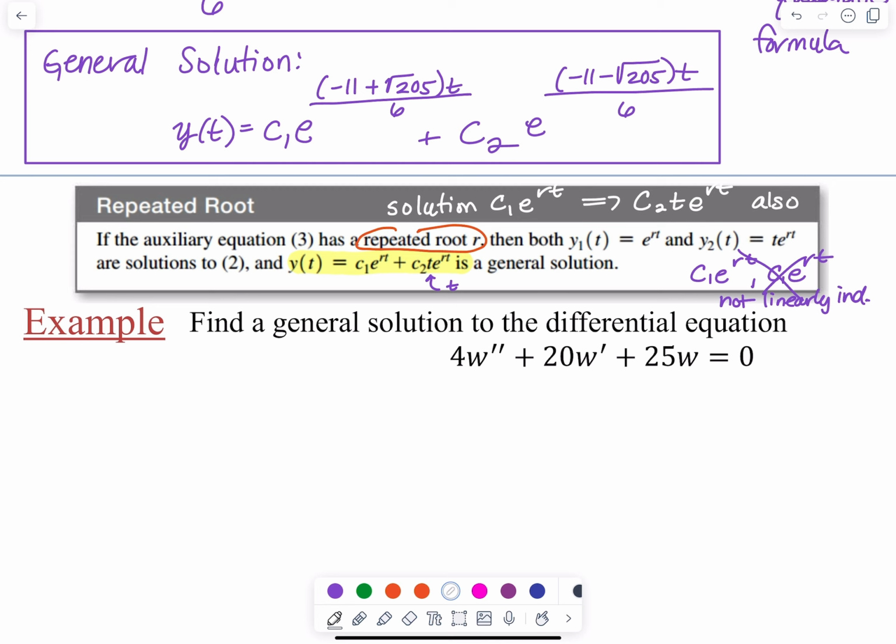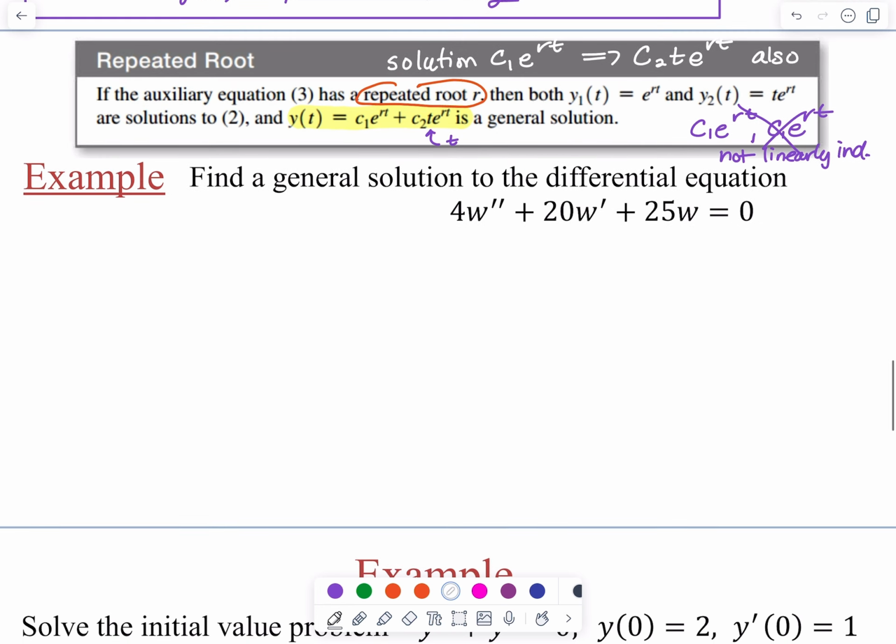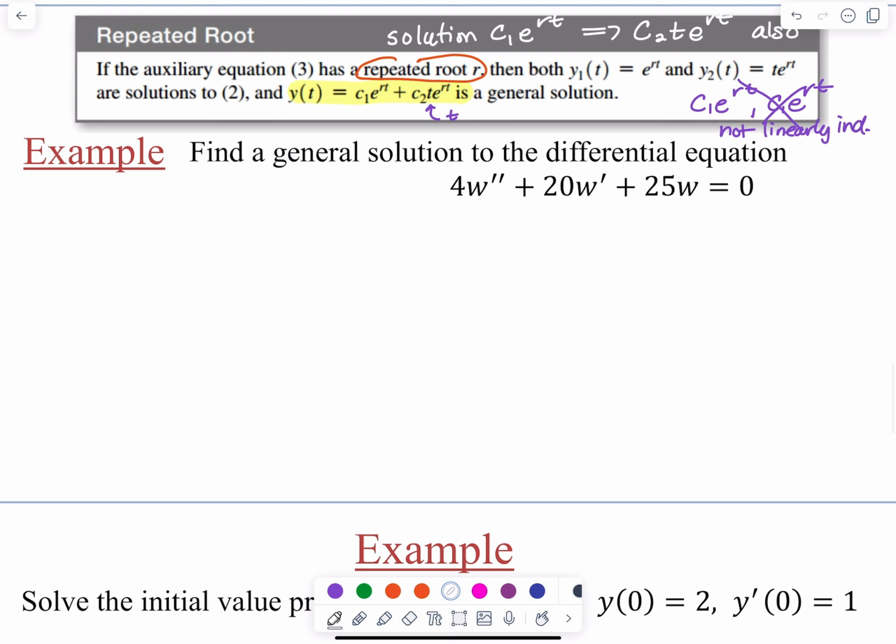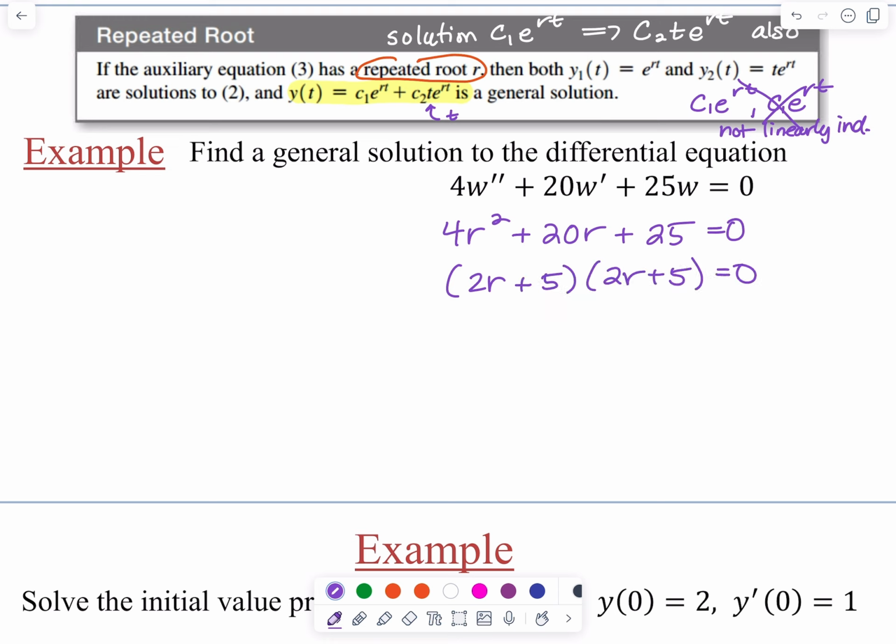Okay, so let's see what happens here with this repeated root. Find a general solution to the differential equation 4y double prime plus 20y prime plus 25y equals 0. So let's see what we have here. Let's write our auxiliary equation. So we have 4r squared plus 20r plus 25 is equal to 0. And factoring that, we have 2r plus 5 multiplied by 2r plus 5 equal to 0.